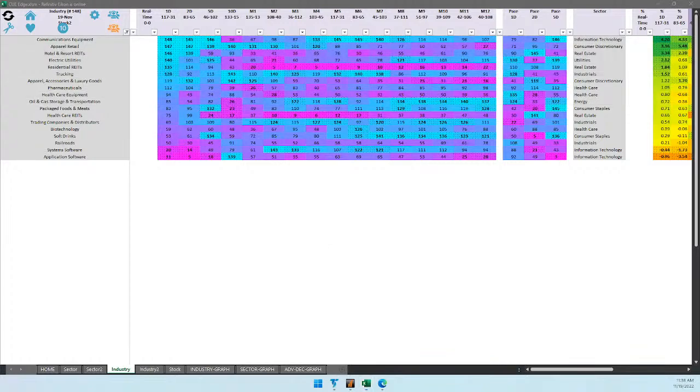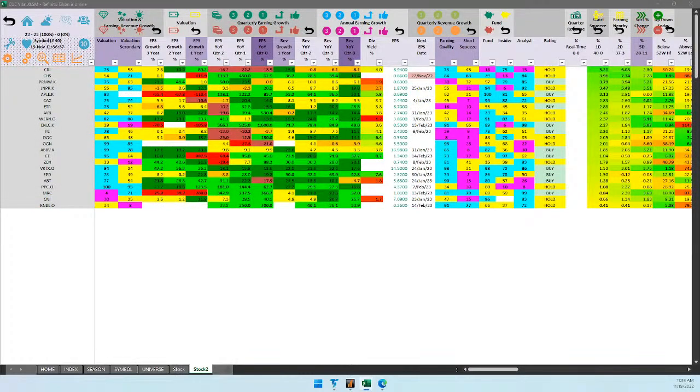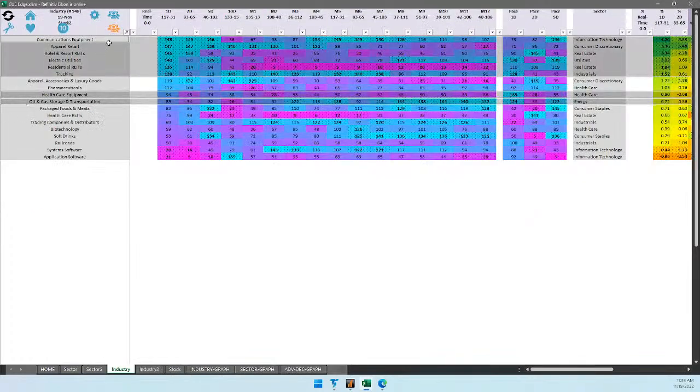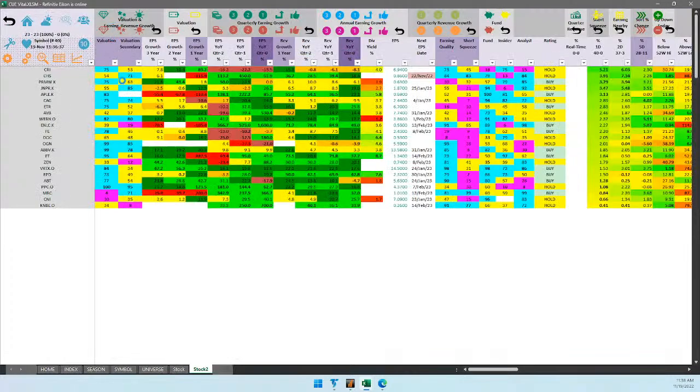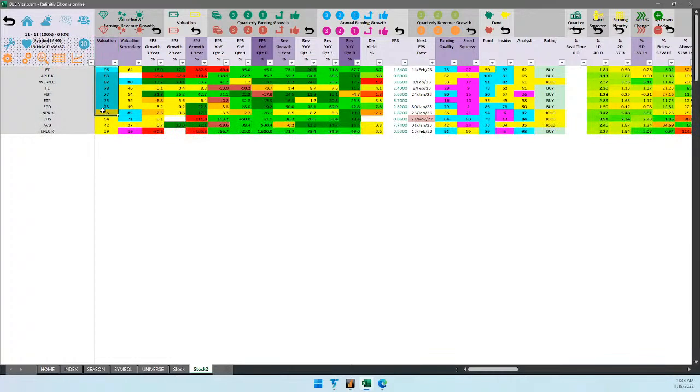How many stocks did we have earlier? 23. So from 40 to 23. Now let's reduce from the 23, only look at the stocks that are in these industries. I'm left with 11 stocks. Some of them are value, few of them are having high growth, and I can see 2 of them are having high earnings growth as well as they are undervalued, ET and APLE.